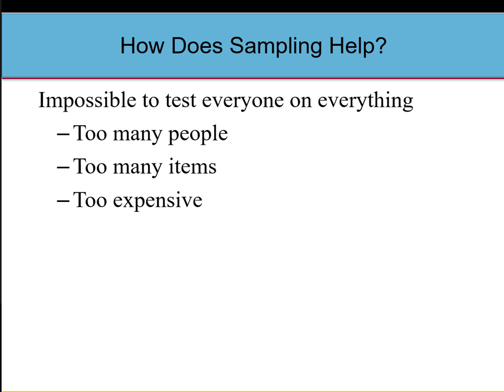So why does sampling help? It's impossible to test everyone on everything. There are too many people, too many items, and it's too expensive to do everybody in the population, so we use samples to approximate or generalize back to our population.